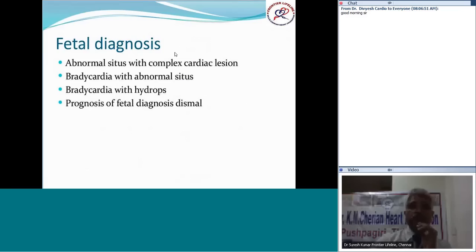In many cases today, you can make the diagnosis antenatally. When you are doing a fetal echo, if you find an abnormal situs with a complex cardiac lesion, suspect that this may be heterotaxy. Or you find bradycardia and an abnormal situs, suspect that this may be heterotaxy. If you find bradycardia with hydrops, there's a query, because any complete heart block at a slow rate could lead to hydrops. But still, in that setting, you should be suspecting a heterotaxy also. And generally, fetal diagnosis is associated with a dismal prognosis.